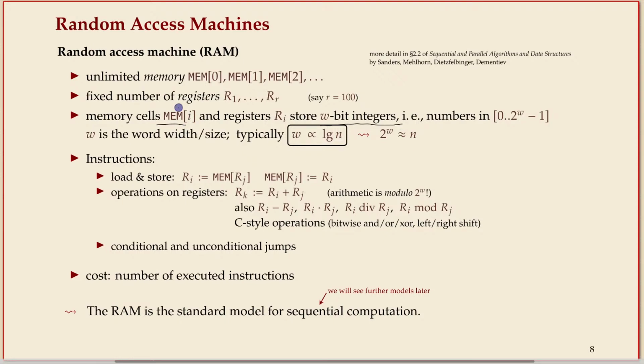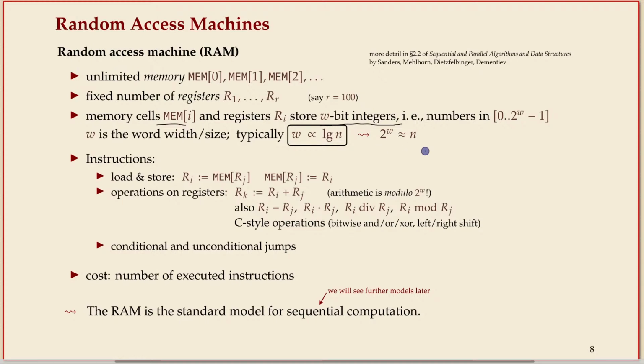But to come back to the formal model, each memory cell contains a number with W bits. So that's an integer between 0 and 2 to the W minus 1. And now the clue is that this word size is allowed to depend on the input size. That's a really weird concept. The machine grows with the input.